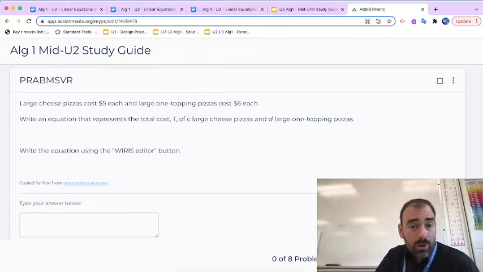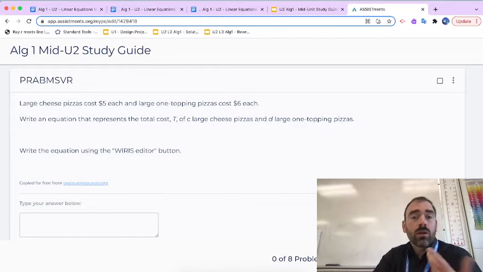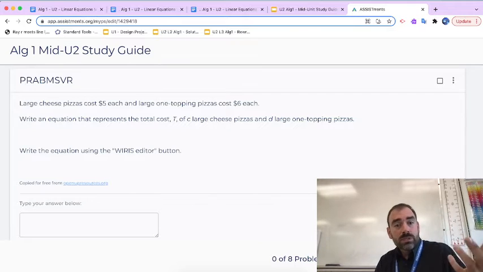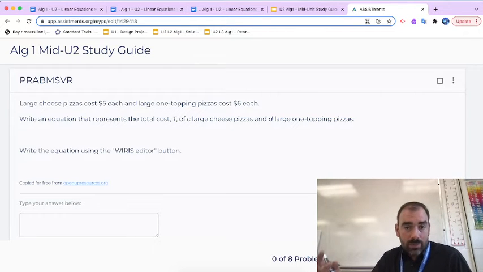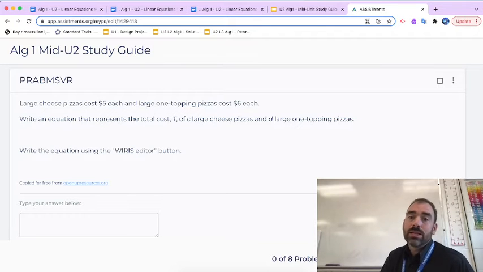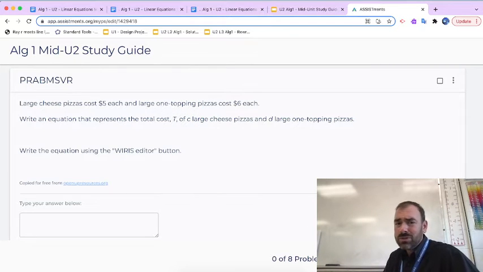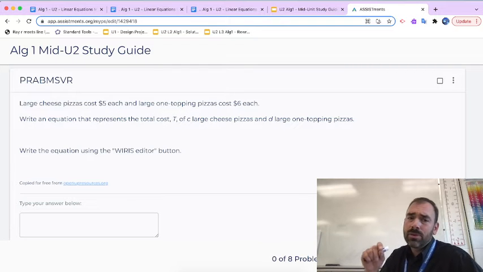This first problem said large cheese pizzas cost $5 each, and large one-topping pizzas cost $6 each. So we've got these cheese pizzas and these one-topping pizzas, and it said write an equation for the total cost for all the cheese pizzas. But they gave us variables for this. So altogether, just remember that $5 is the cost for regular cheese pizza.